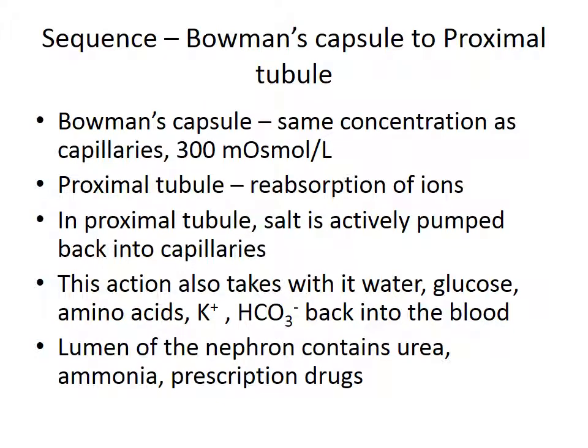From Bowman's capsule to proximal tubule. In the Bowman's capsule, the osmolarity is going to be the same as the capillaries, which is 300 milliosmoles per liter. In the proximal tubule, reabsorption of ions will happen. So things that we want back, we're going to take back. Salt is going to be actively pumped back into the capillaries. We don't want to lose a lot of it. And because of that, it will take water, glucose, amino acids, potassium, and bicarbonate back into the blood. So then what is left is going to be urea, ammonia, and maybe prescription drugs if we're taking any.